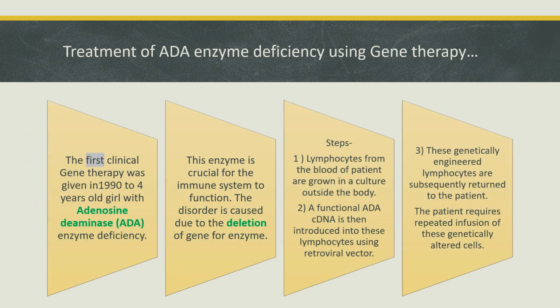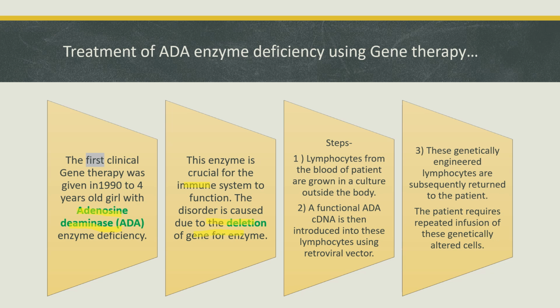We will see one example of how gene therapy was used to treat a genetic disorder. The first gene therapy was given in 1990 to a 4-year-old girl with ADA enzyme deficiency. So what is the ADA enzyme? It is the adenosine deaminase enzyme. This enzyme is very important for our immune system to function well, as it prevents early death of our lymphocytes due to the toxic chemical deoxyadenosine. We all know that lymphocytes are the immunocytes or soldiers of our body who protect us against infections. Now, in this girl, the ADA enzyme deficiency was due to deletion of the gene for the enzyme.